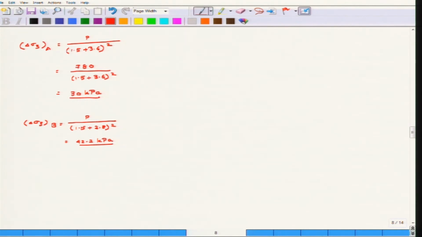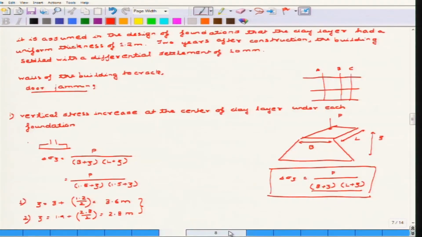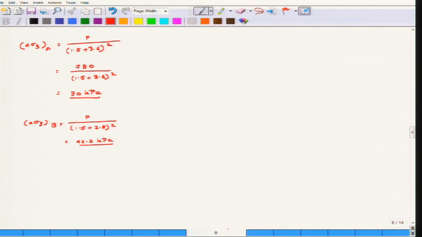Now for more accuracy, as I have said previously also, if you want to consider a more accurate distribution of the stress or the settlement, you have to divide this clay layer into as many segments as you wish. You can divide this into 2 segments, you can divide this into 4 segments, whatever you want. In that case, the stress calculation as well as the settlement calculation would be more accurate.